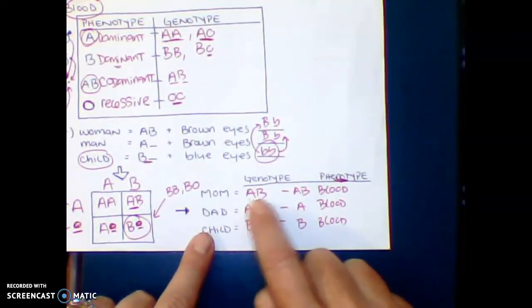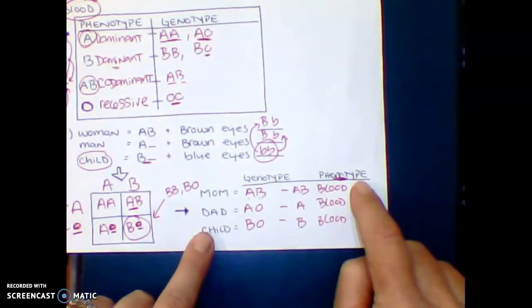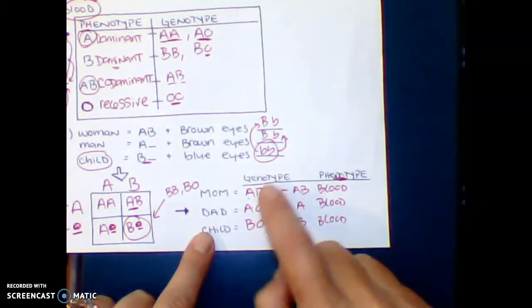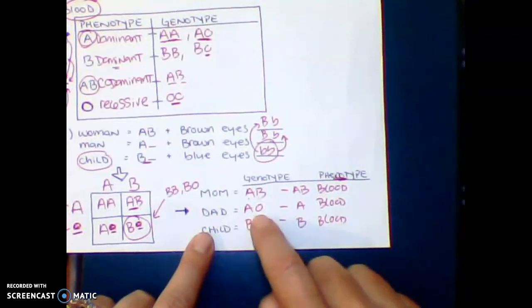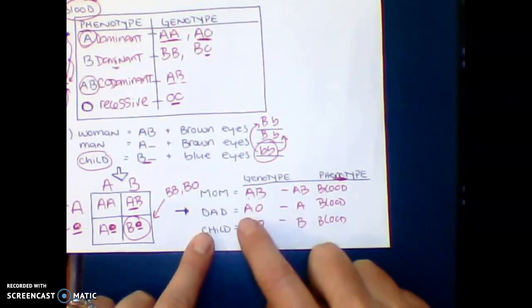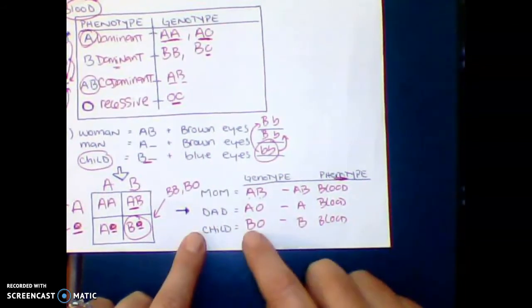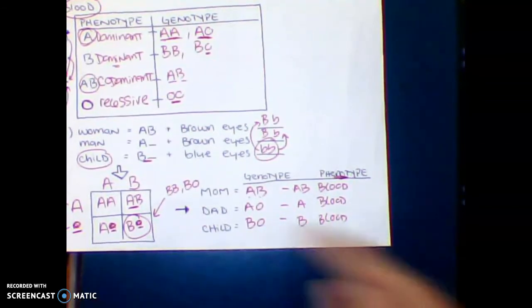Now, here's the tricky part, last bit. Mom is AB genetically. That means that she's AB blood phenotypically. Okay, so phenotype. If dad genetically is AO blood, phenotype is just A blood. So AA or AO is the genotype, but A blood is the phenotype. B blood, it can be BB or BO. Okay? So make sure to watch part 2.